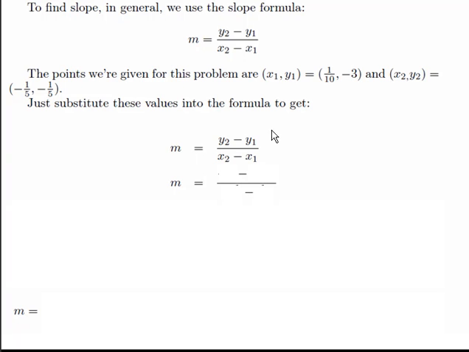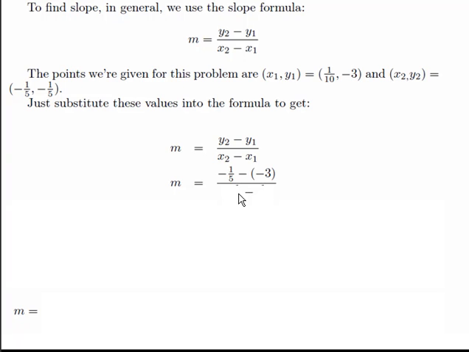Okay, so I go down to the slope formula, and I substitute in. I know first comes y2, and y2 is, look, negative 1/5, because it's the second coordinate of the second point. So I put negative 1/5 there. Then I go to y1, that's the second coordinate of the first point. So it's negative 3. So I'm going to be subtracting a negative 3. We know that when we subtract a negative, that's going to turn into addition in a minute.